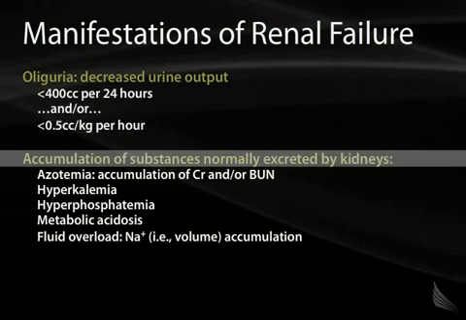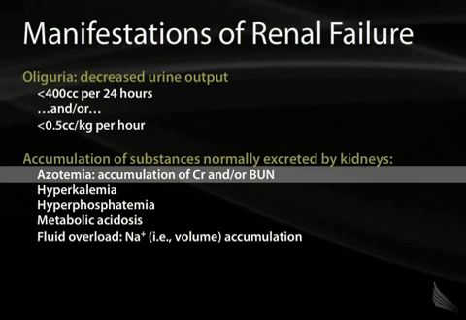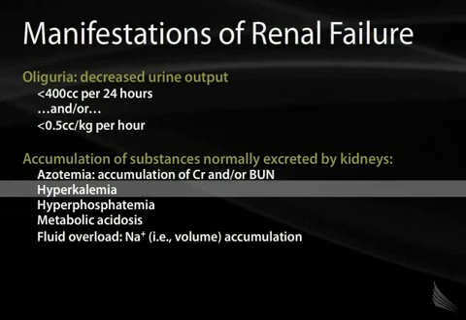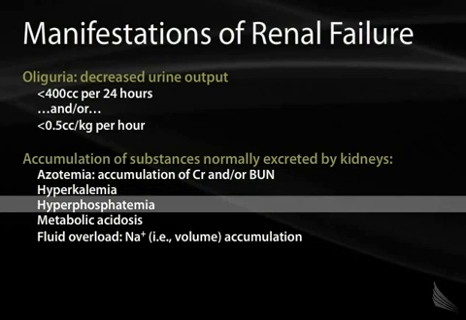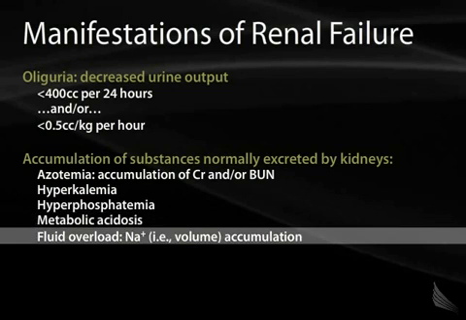The other manifestation is the accumulation of these substances that are normally excreted by the kidney. The laboratory abnormality reflected by azotemia, or the accumulation of creatinine or blood urea nitrogen, increase in serum potassium concentration, increase in serum phosphate concentration, increase in body total acid load, leading to metabolic acidosis or low serum bicarbonate concentration, and lastly, fluid overload because of salt and then volume accumulation.